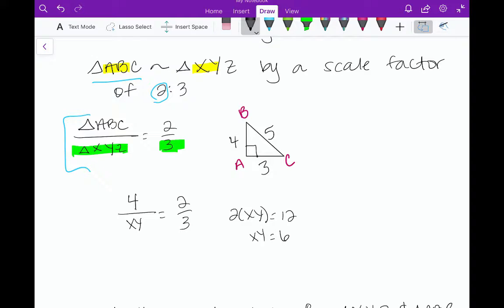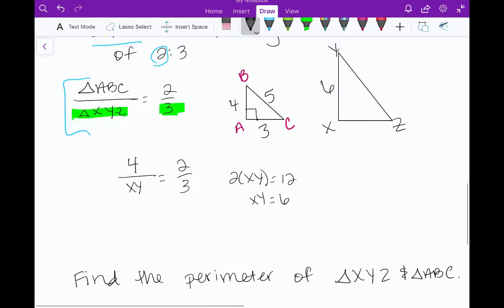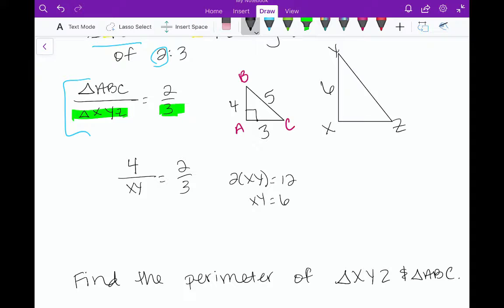So I'm going to go ahead and draw a bigger right triangle. Now I need to find YZ, which means I'm going to use BC. BC is 5, and I'm comparing that to YZ, which is 2 over 3. So 5 times 3 is 15, divided by 2. YZ is going to be 7.5.